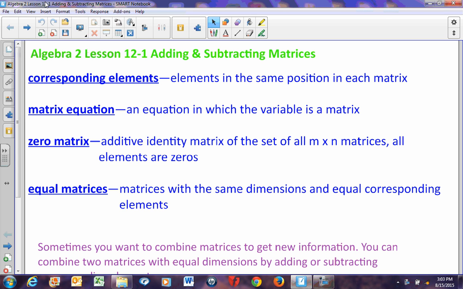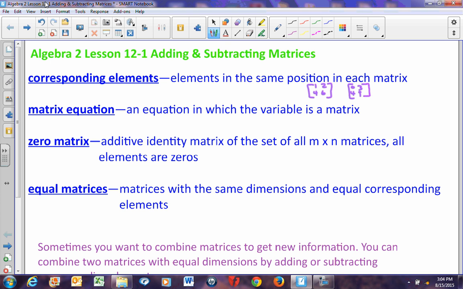This is Algebra 2, Lesson 12-1. Adding and subtracting matrices. Corresponding elements are elements in the same position in each matrix. Meaning, if I have a matrix like this, which is 1, 2, 4, 6, and I have another matrix over here, which is 0, 3, 4, 9, the corresponding elements are like the 2 in the matrix on the left corresponds to the 3 on the matrix on the right, because it is in the same position. It's in the first row of the second column.